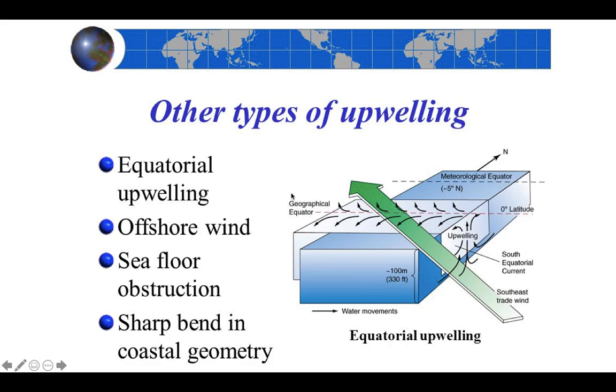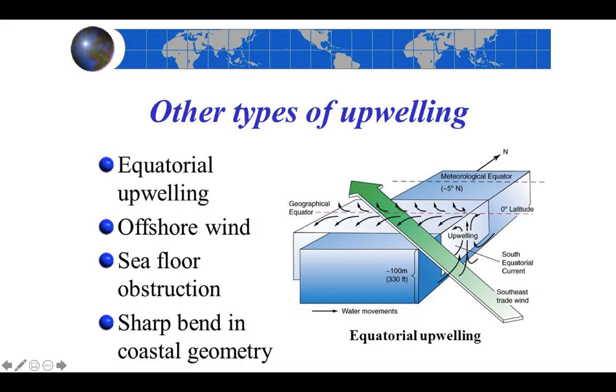There are several other upwelling systems. They're all locally set up, and they depend on different factors, like geological anomalies on the seafloor, such as seamounts in shallow waters, seafloor obstructions, or sharp bends in coastal geometries, setting up local upwellings. But the most important upwelling, besides the regular wind-generated upwelling patterns, is the equatorial upwelling.